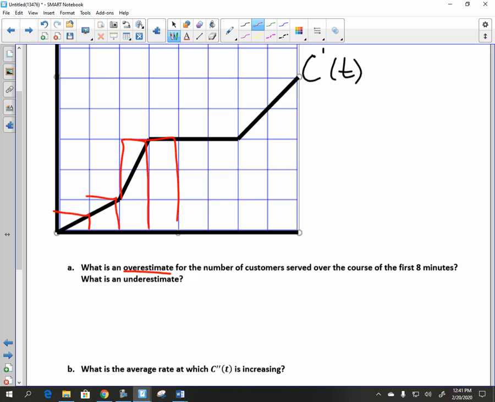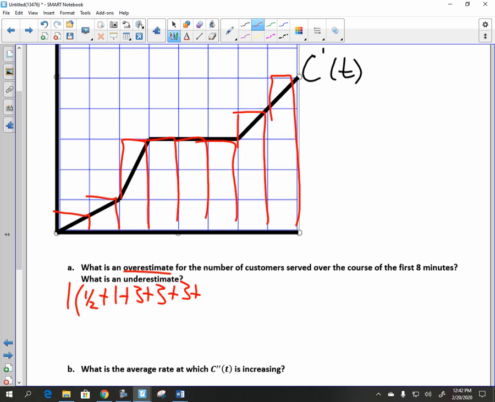We just kind of draw our rectangles. What's our width for each? We're just counting each of these as 1. So what's the width of our interval? 1 times the sum of the heights. What's the first height? A half. What's the next height? 1. What's the next height? 3, then 3, then 3, then 3.